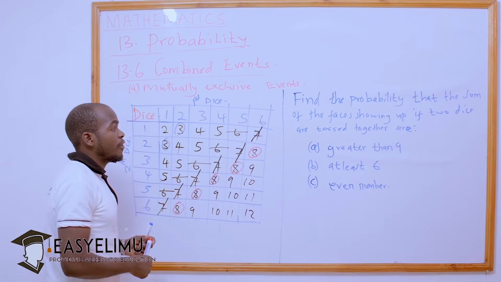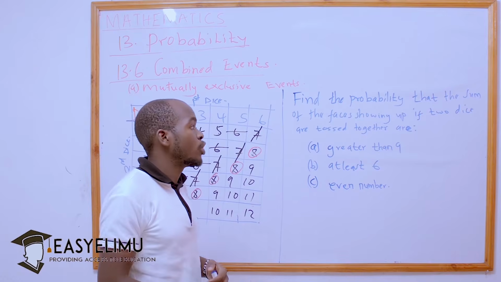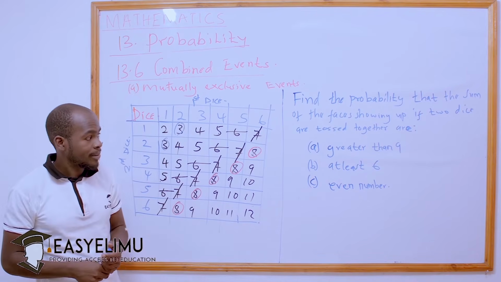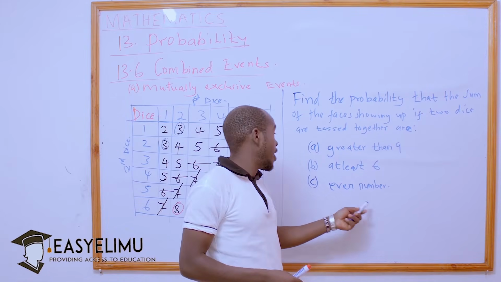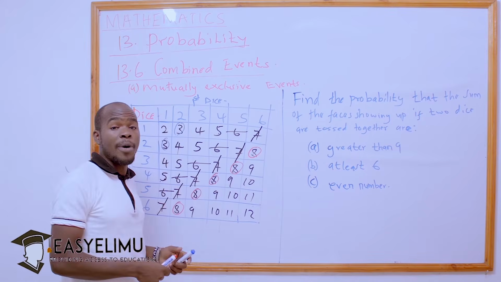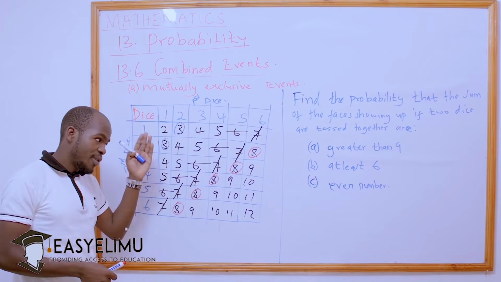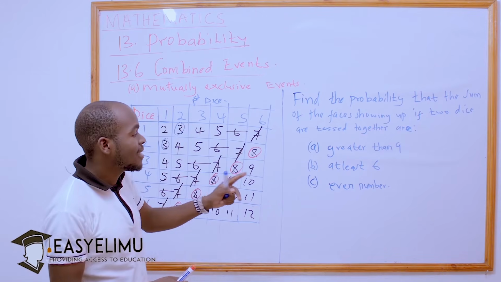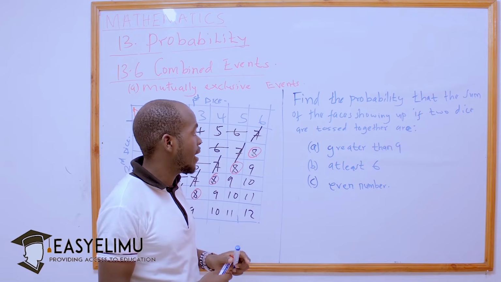Now I would like you to find the probability that the sum of the faces showing up, if 2 dice are tossed together, is greater than 9, at least 6, or an even number. An even number, you understand, is a number which is divisible by 2. If that is the case, you will find out from what I have shown you. Find out the probability of that. At least 6 I have already explained, the same for greater than 9.